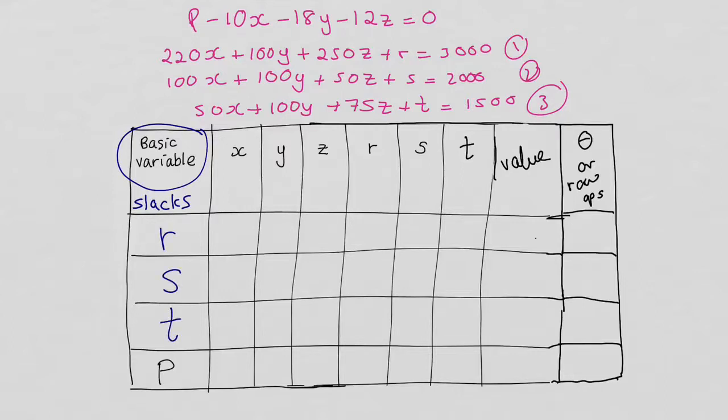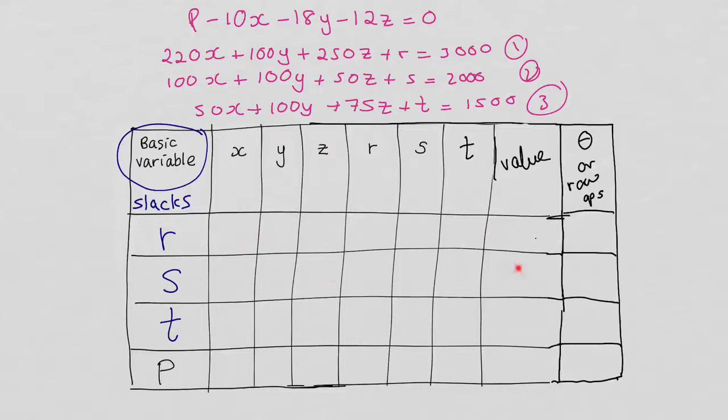They start off as my slack variables because the most basic solution for this problem would be if X, Y, and Z were 0. And if X, Y, and Z were 0, then R would have to be 3000, S would be 2000, and T would be 1500. So a very basic solution is that X, Y, and Z are 0. And so we start off by putting these in our basic variable column, and these are going to be the ones that we initially give a value to.